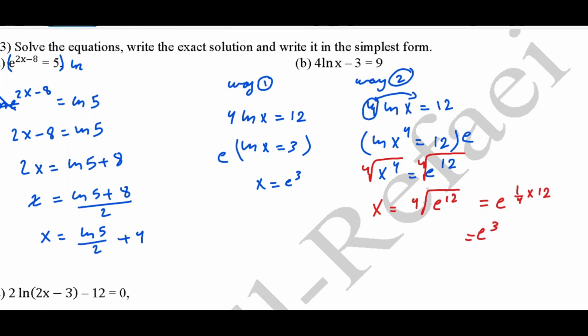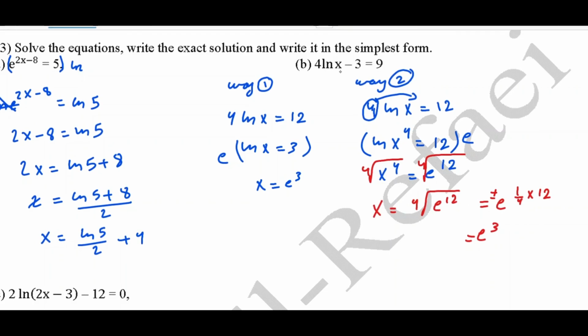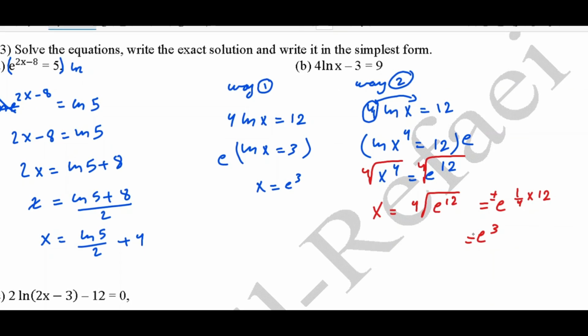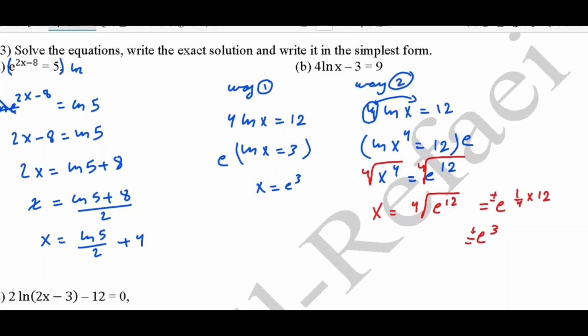But because I have an even root, I will have positive and negative values. I'm going to reject the negative value because ln cannot hold a negative value. A negative value gives me a math error. So I'm going to use just the positive value, which is e to the power 3.